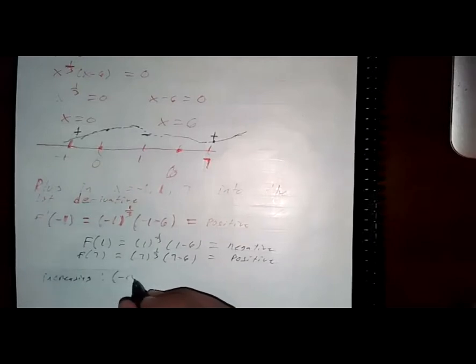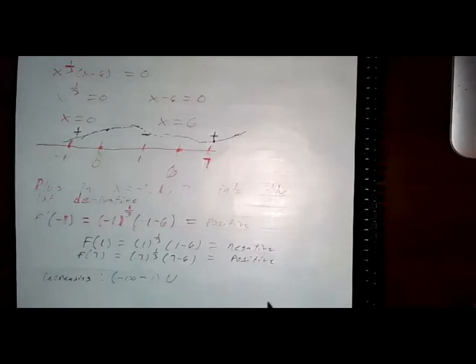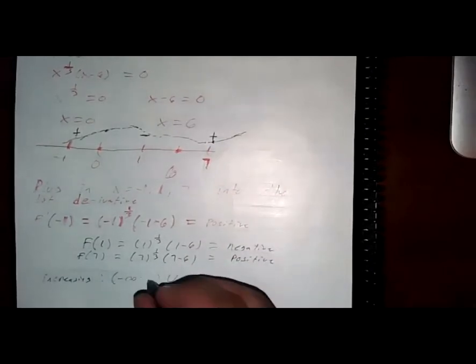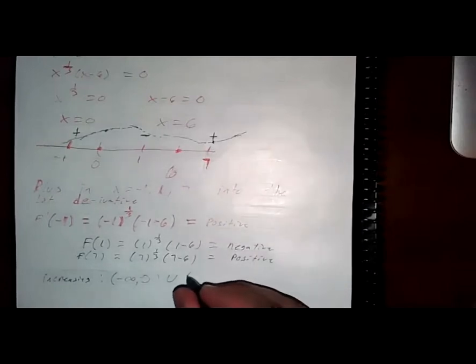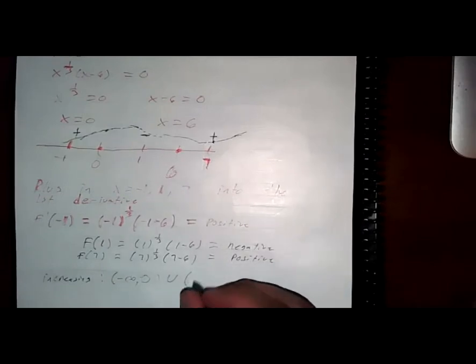Increasing is going to be negative infinity all the way till -1, right? And then we have the other part. Negative infinity to 0. Yeah, that's a critical number. Yes, yes. Correct. Zero. Yeah, no problem. I was just making sure it was good. All right, and then you union the other increasing part, which is 6 to infinity, right?